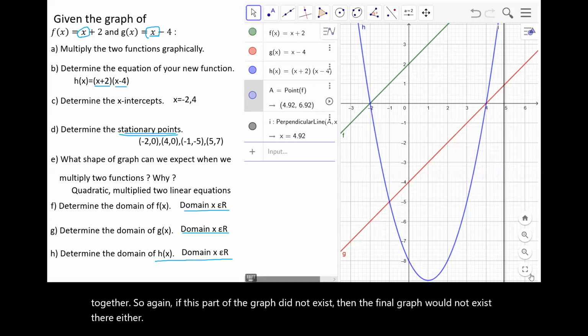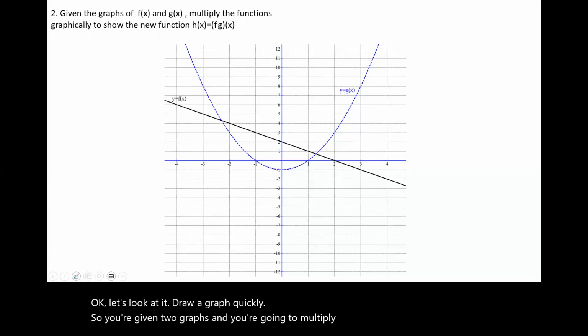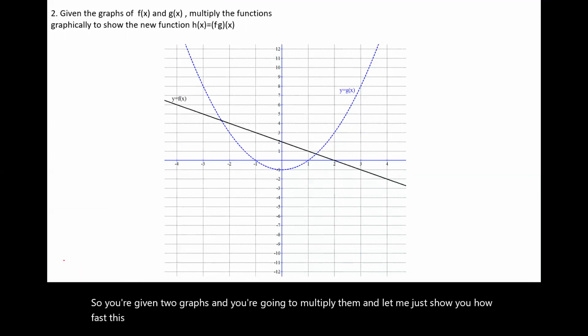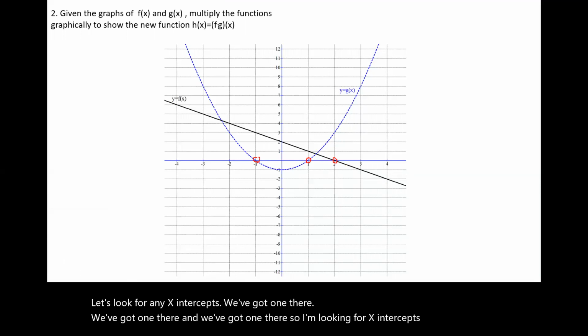Okay, let's look at it. Draw a graph quickly. So you're given two graphs and you're going to multiply them, and let me just show you how fast this can be. Let's look for any x-intercepts. We've got one there, we've got one there, and we've got one there. So I'm looking for x-intercepts on either of the two original graphs.